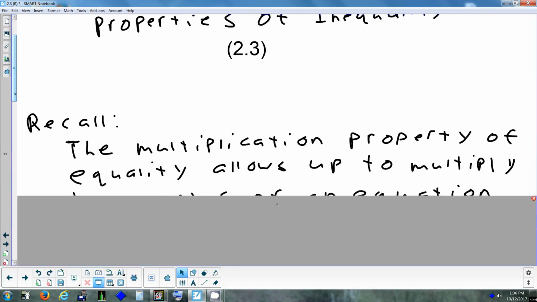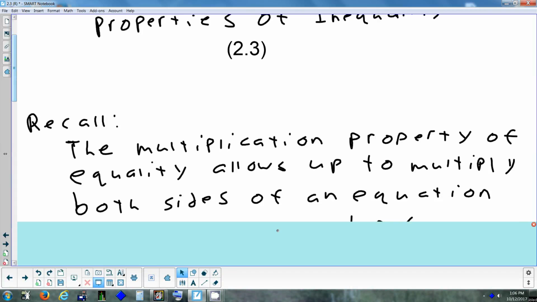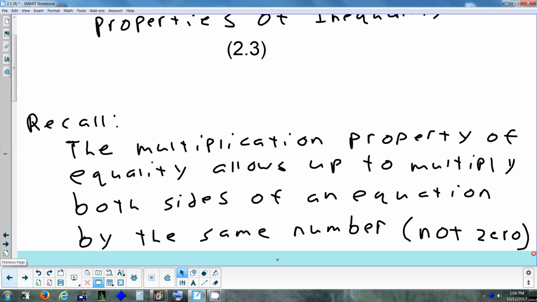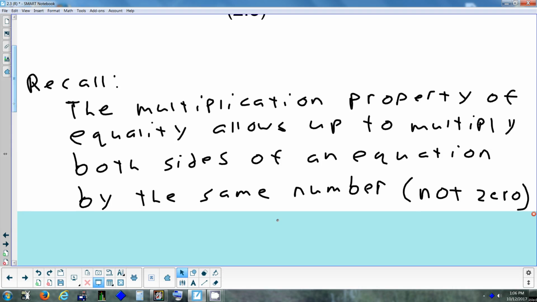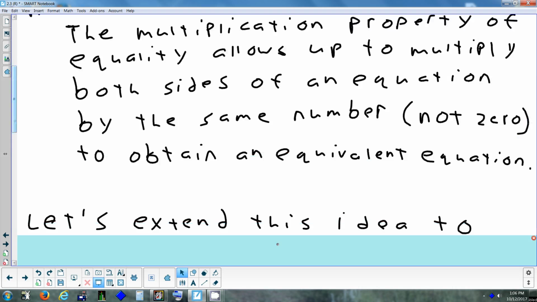So this part, you guys don't have to write down. Just a reminder, if you multiply one side of an equation by a number, what else do you have to do? Joe? The other side? Yes, you're going to multiply the other side. Good. Okay. That property still works with inequalities. If you multiply one side of an inequality by a number, you have to do it on the other side. But I'm going to show you something you're going to keep track of.